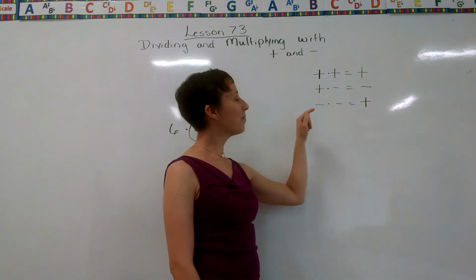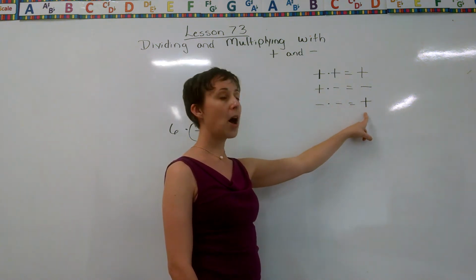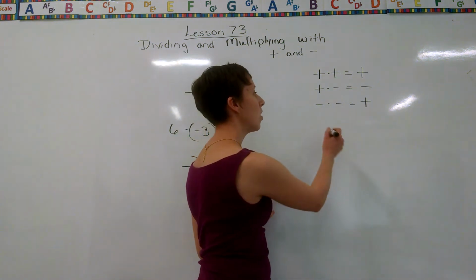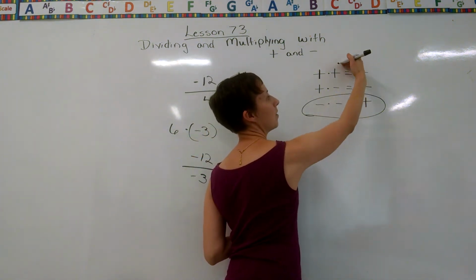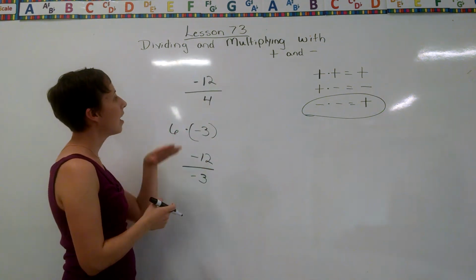Here's where it gets tricky. If I multiply a negative number times a negative number, I have a positive answer. And that's really the only one you need to think about. The other two are pretty self-explanatory. Let's look at some examples.